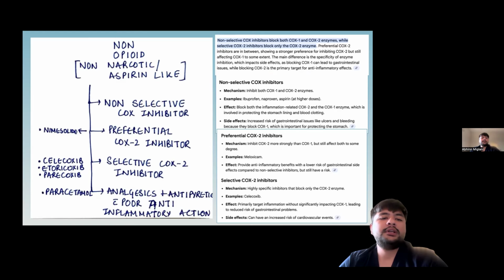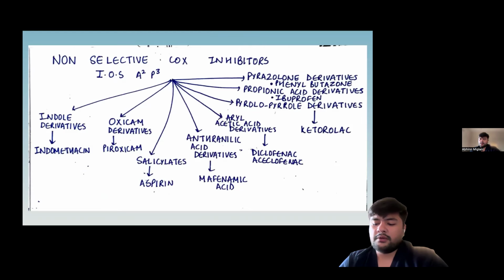Now coming to the non-opioids classification. First of all, we have the non-selective COX inhibitors. We can classify these with a mnemonic, iOS AP. We can take an iPhone as an example: iOS A square P cube.